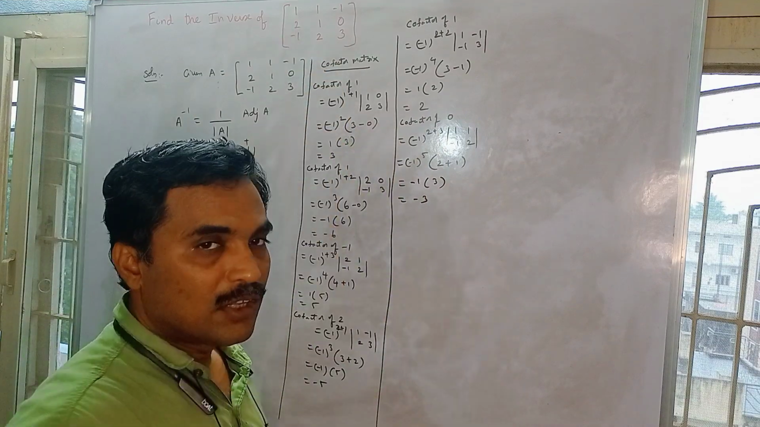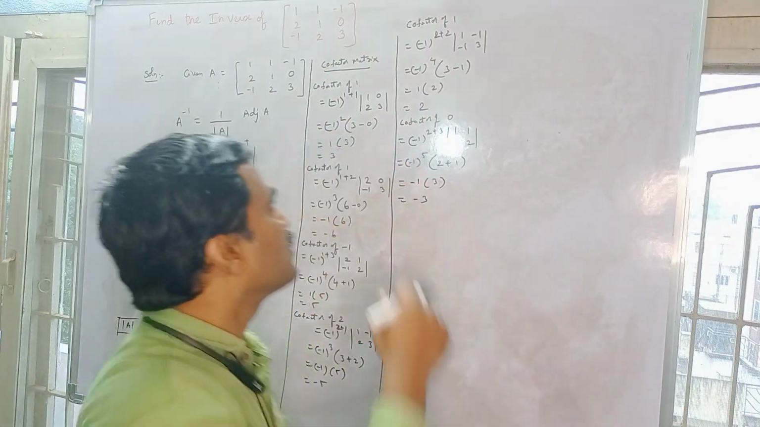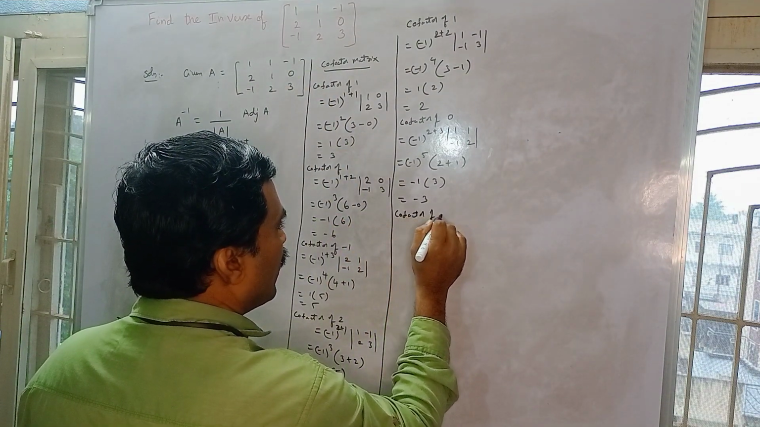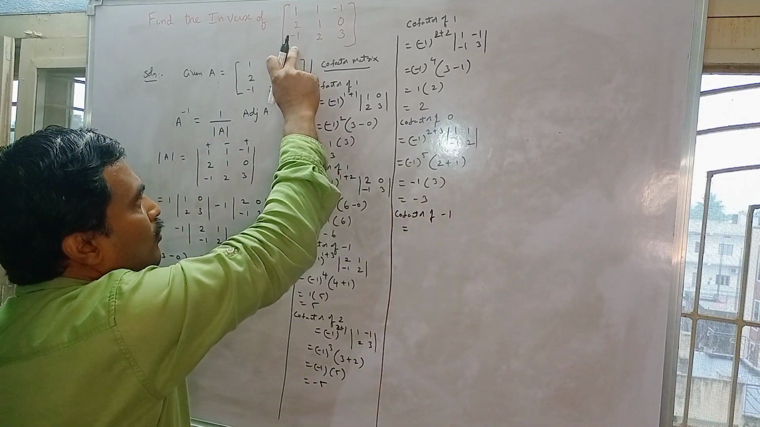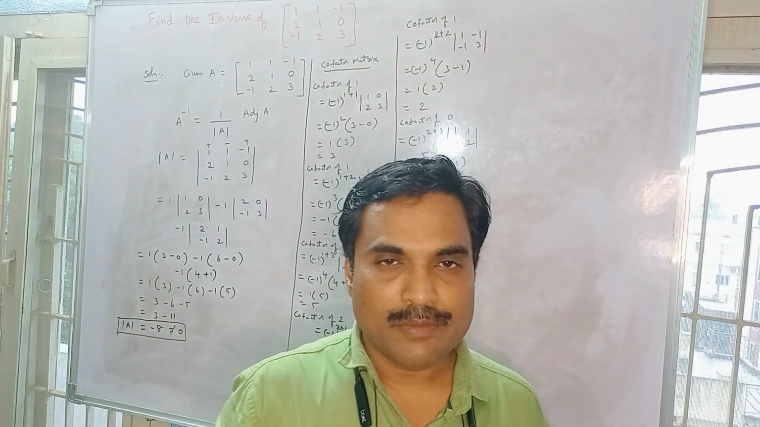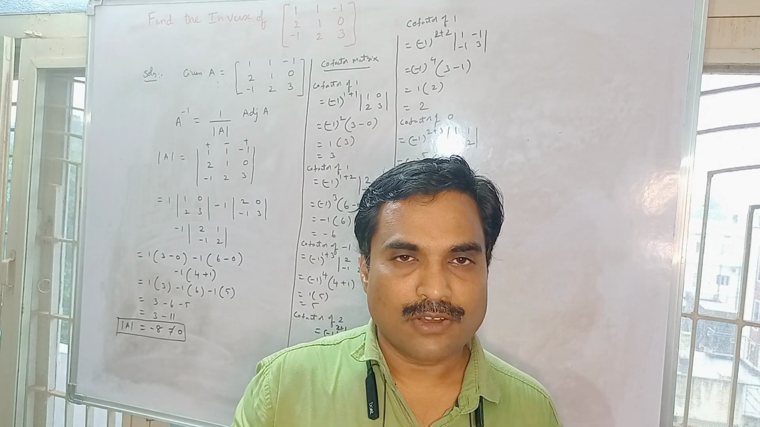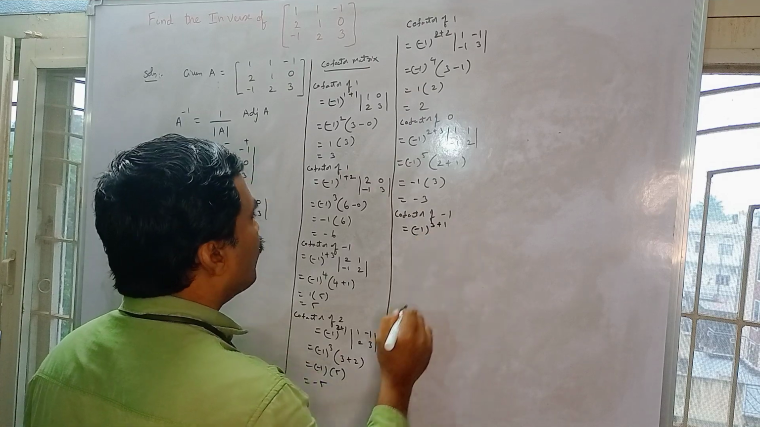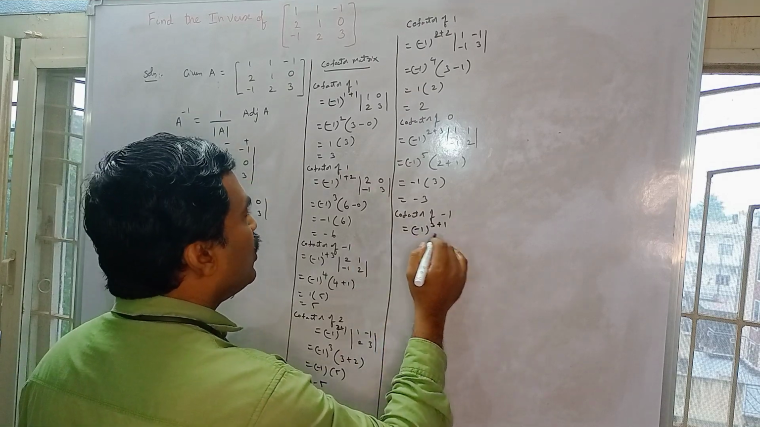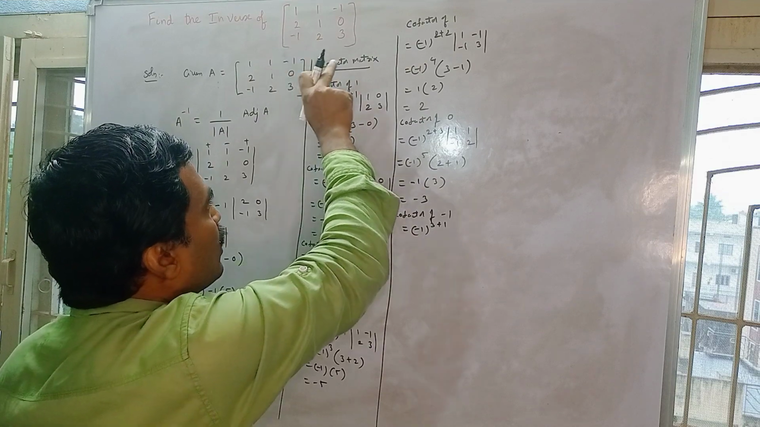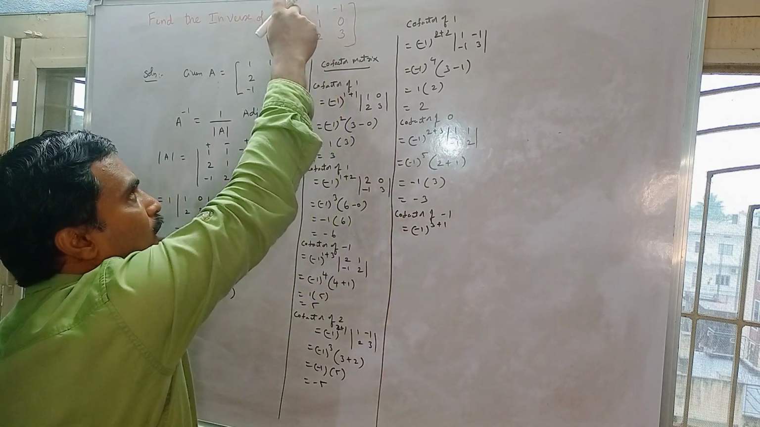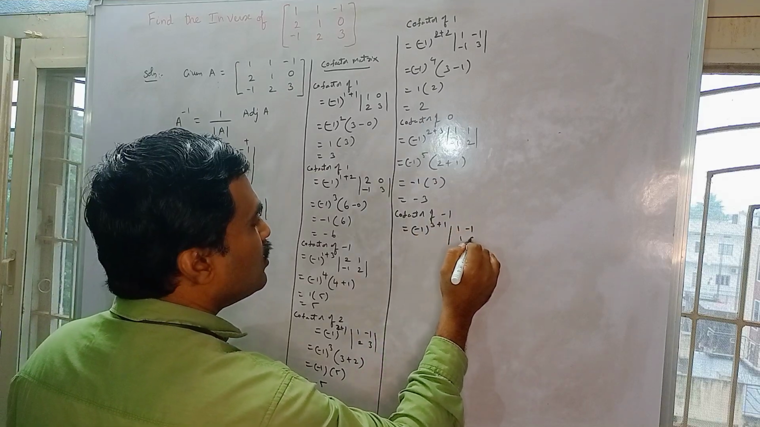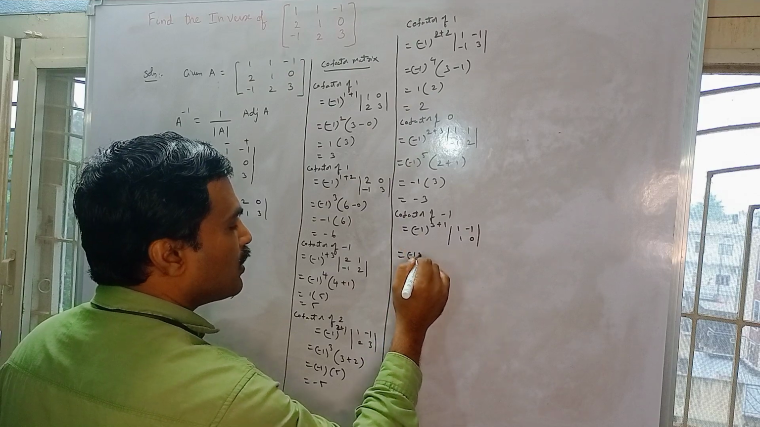Next we'll go to the third row. Third row first element is minus 1. So cofactor of minus 1. What is the minus 1 position? It is in the third row, that means i value is 3. It is in the first column, j value is 1. So minus 1 power 3 plus 1, because i value is 3, j value is 1, into minor of minus 1. So you have to leave those elements in the third row and first column. Remaining elements are 1, minus 1, 1, 0. So find this. Minus 1 power 3 plus 1 is 4.